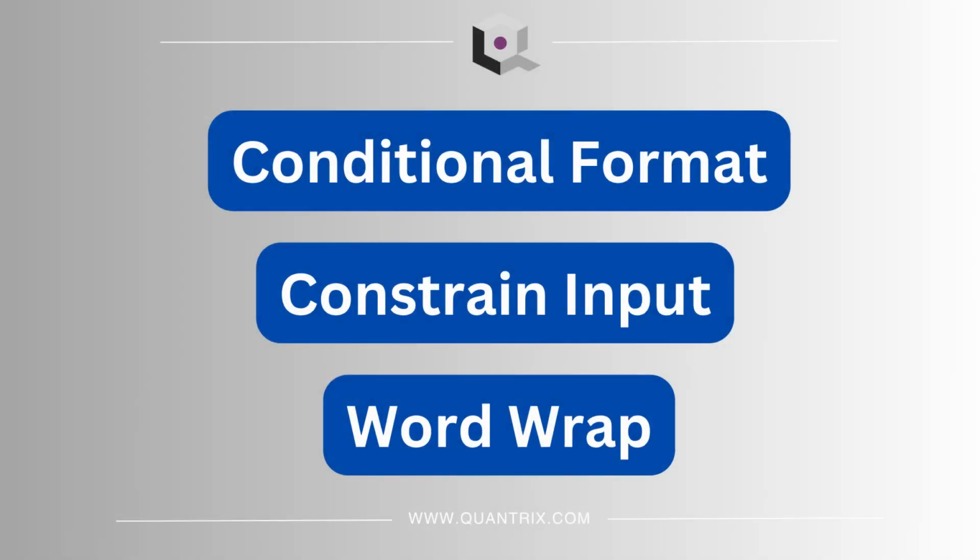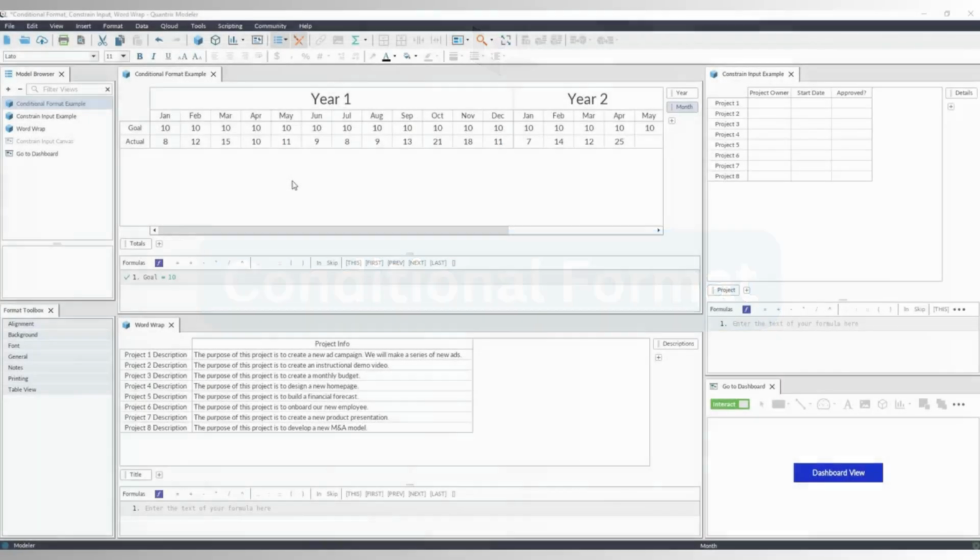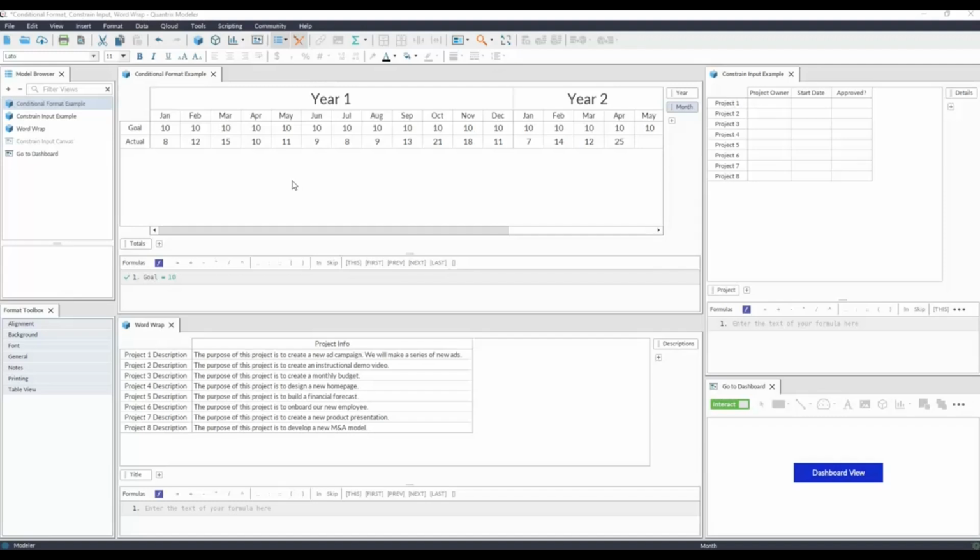Today we're going to be reviewing a few topics we think will be helpful for model usability: conditional format, constrain input, and word wrap. Let's start with conditional formatting. You may have weekly or monthly goals and want to know, at a glance, how well you're performing. One of the best ways to do this is to create some conditional formatting rules.